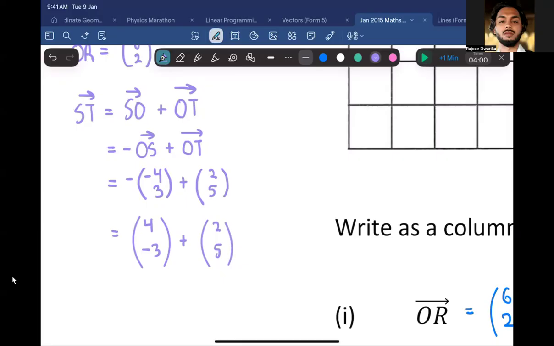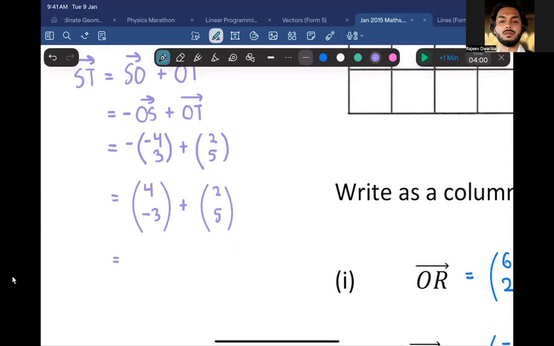Okay, what's next? You're gonna add it. So 4 plus 2 is 6. And then minus 3 plus 5. Minus 3 plus 5 is?